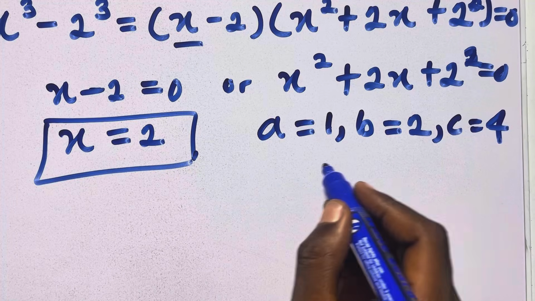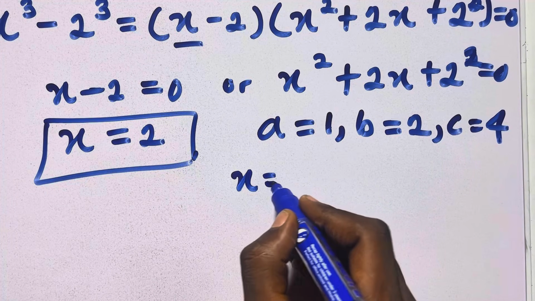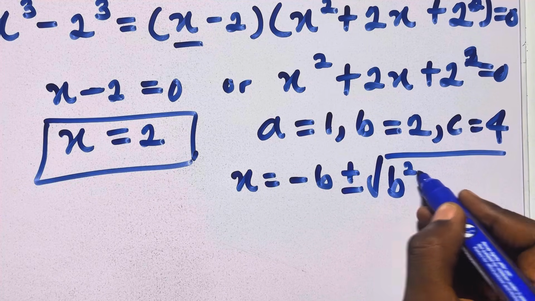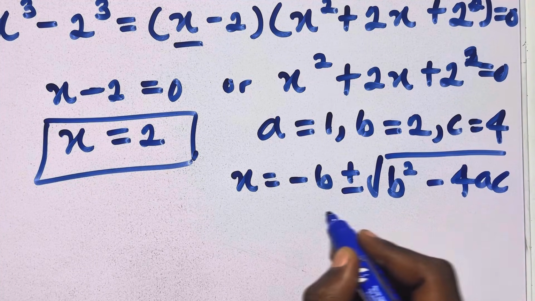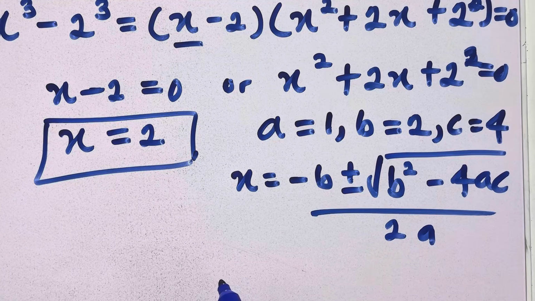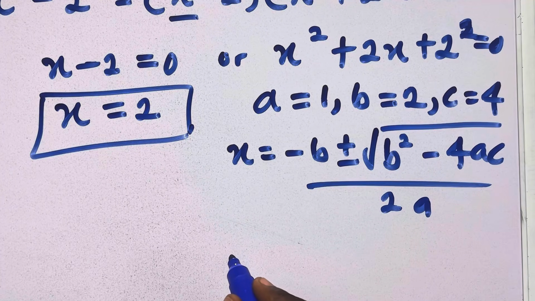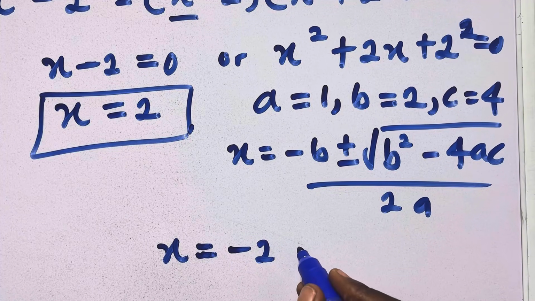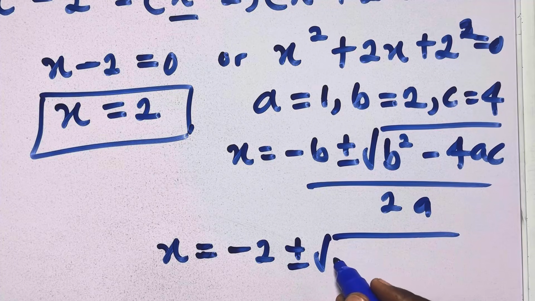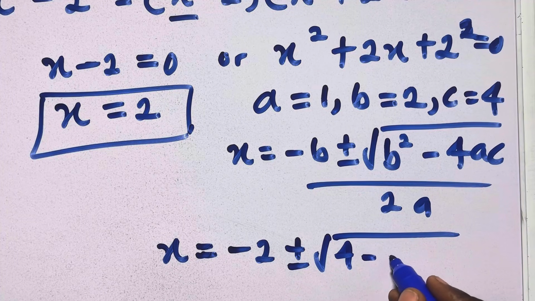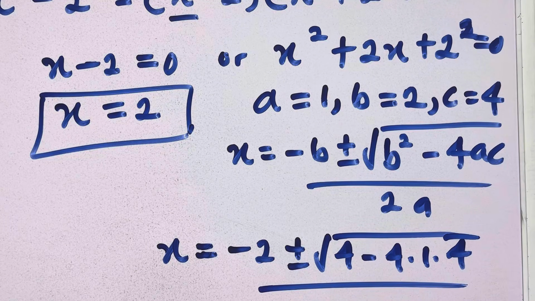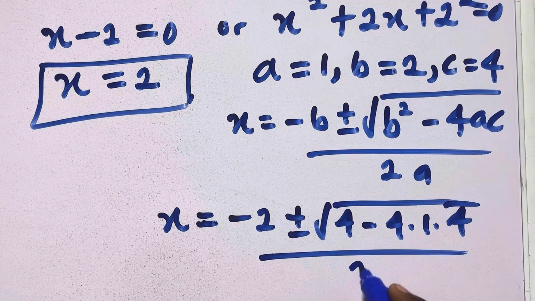Alright, so by applying the quadratic formula, we say x equals minus b plus or minus the square root of b squared minus 4ac, everything divided by 2a. So if you substitute this, we are going to have x equals minus 2 plus or minus the square root of 4 minus 4 times 1 times 4, everything divided by 2 times 1.